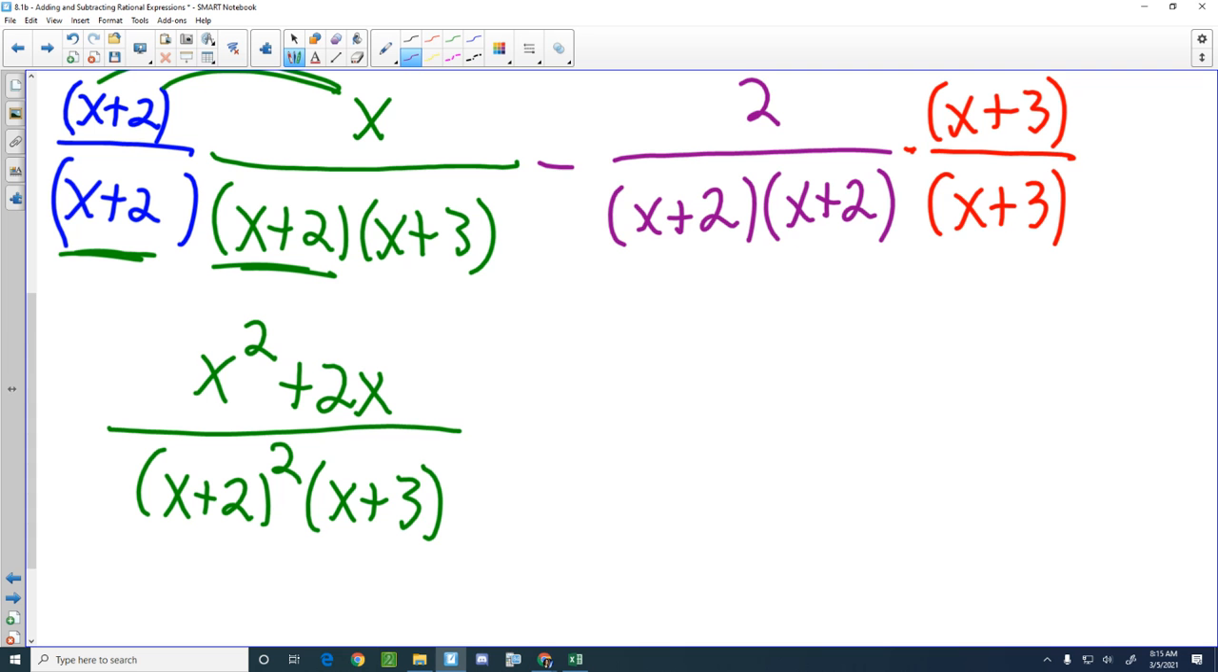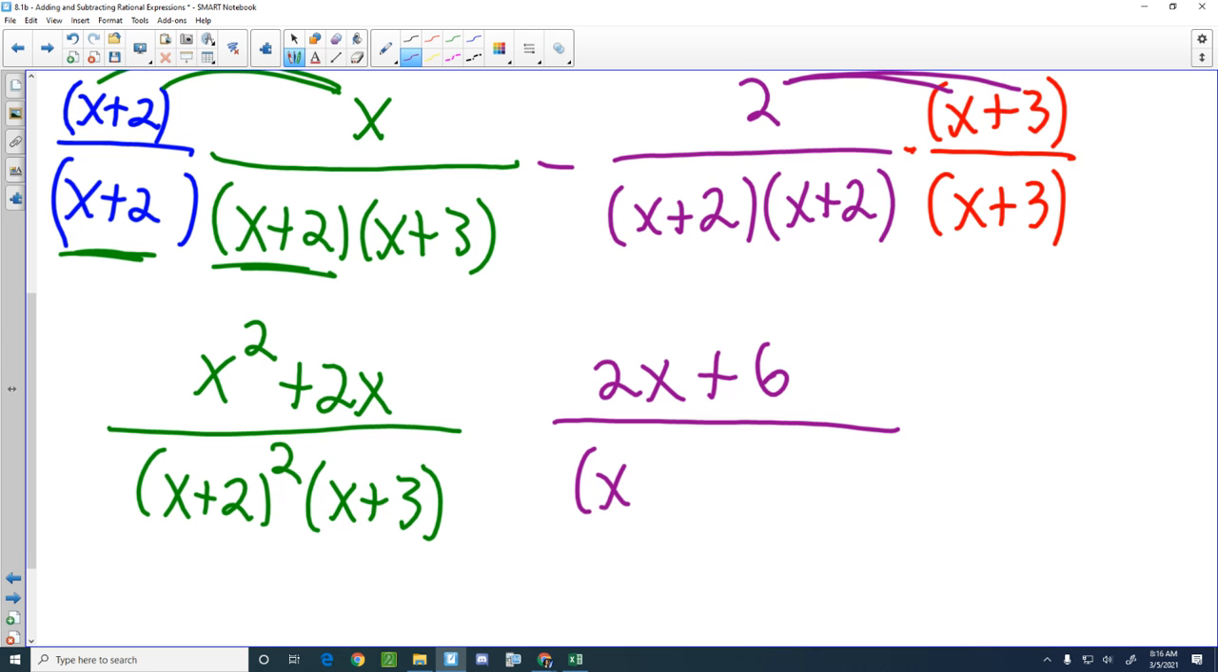On the right side, look at those numerators. A 2 times x plus 3. I'm going to take that 2 and distribute it to each term in those parentheses. 2 times x is 2x. 2 times 3 is 6. This is over that exact same denominator, right? It's got to be the same. x plus 2 times x plus 2 is another x plus 2 squared. And there's one more x plus 3.